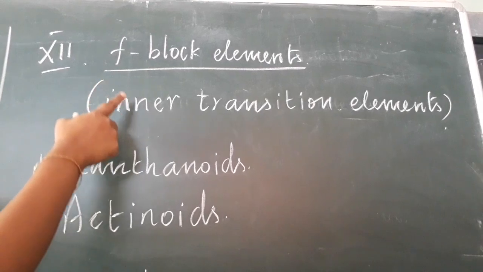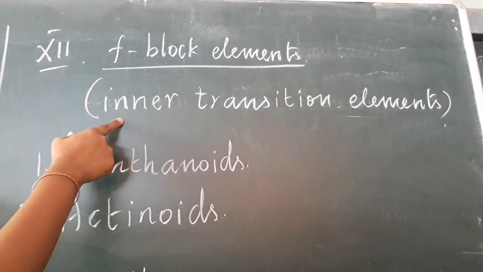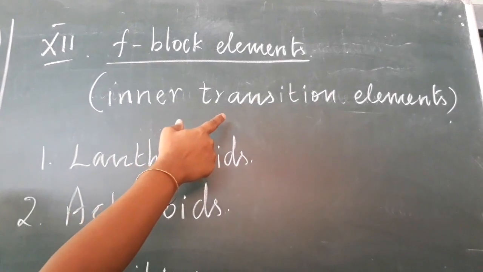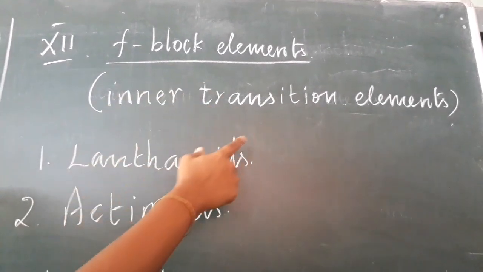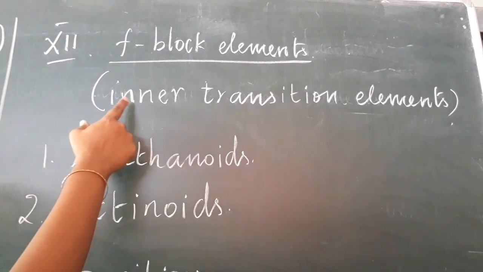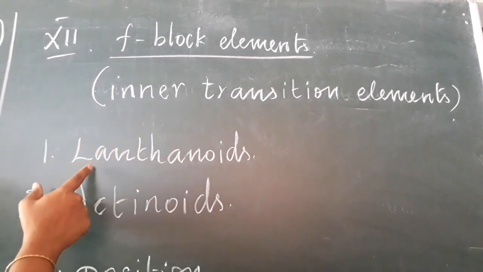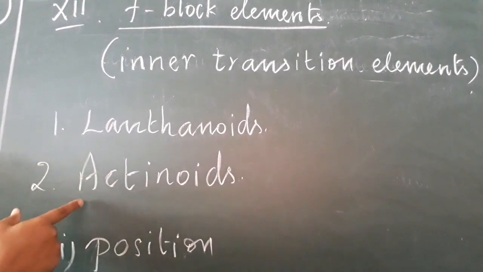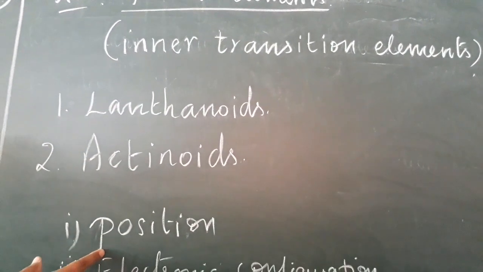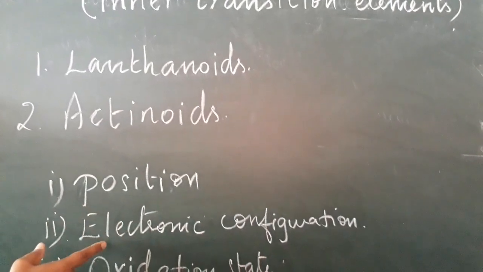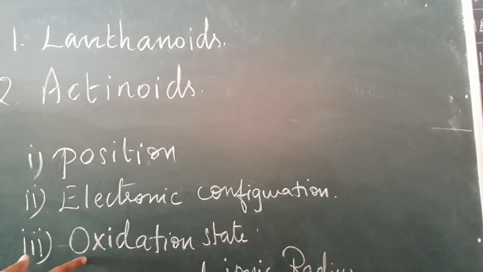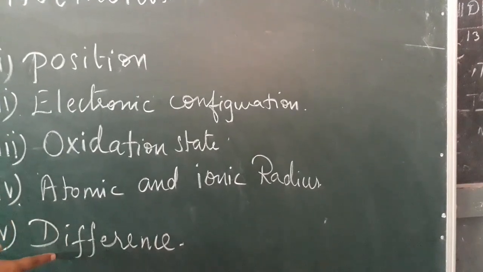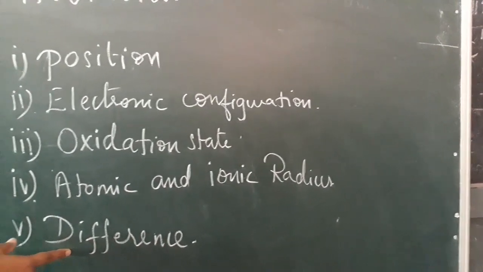Another name for f block elements is inner transition elements, because they are present inside the transition elements, that is d block elements, so they are called inner transition elements. Under inner transition elements we are going to learn lanthanide and actinide: position of lanthanide and actinide, electronic configuration, oxidation state, atomic and ionic radius, and difference between lanthanide and actinides.